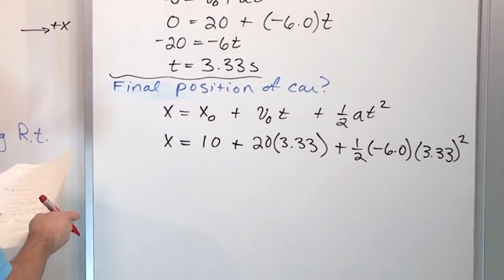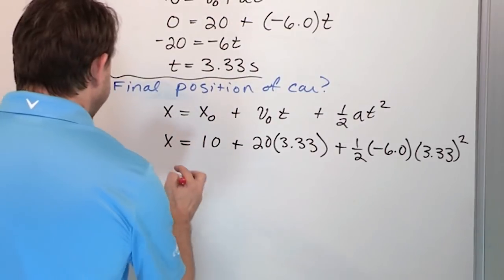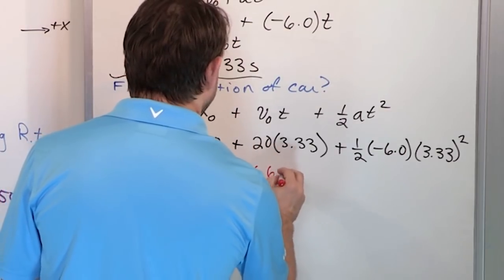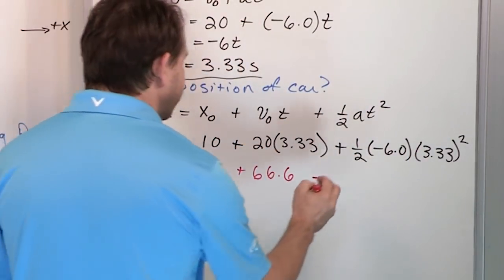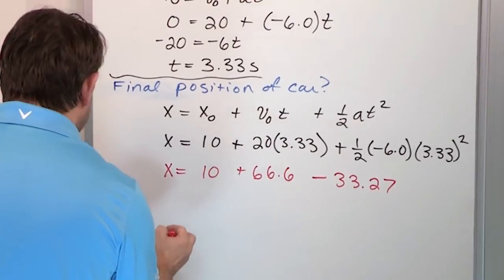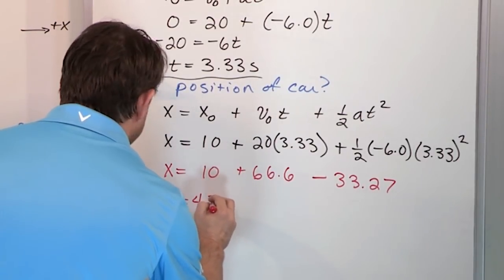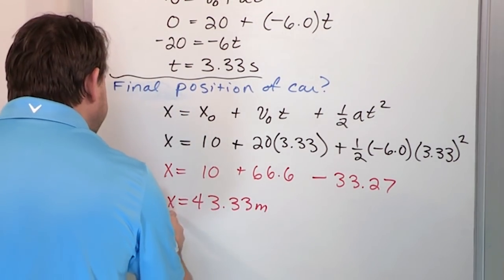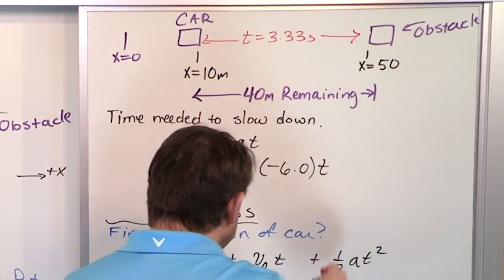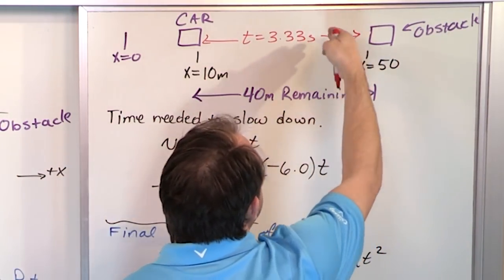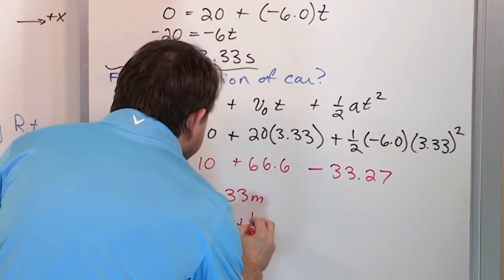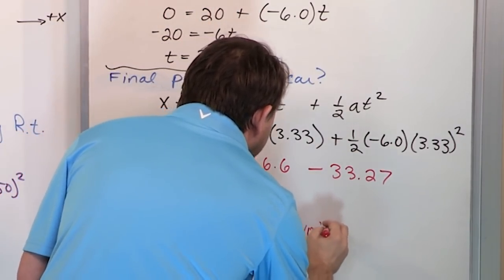And so what you do is you say that x is going to be equal to 10, and then you multiply this, it's going to be 66.6. When you multiply all this out, you're going to get negative 33.27. I want to come back and talk about this a little bit in a second. And so when you add all these numbers together, you're going to get x is equal to 43.33 meters. So this is the final position of the car. But the position of the obstacle is at x is equal to 50 meters. So you can see we stopped well short of the obstacle. The car is somewhere here, so it avoided the obstacle. So we say, yes, they avoid the obstacle.